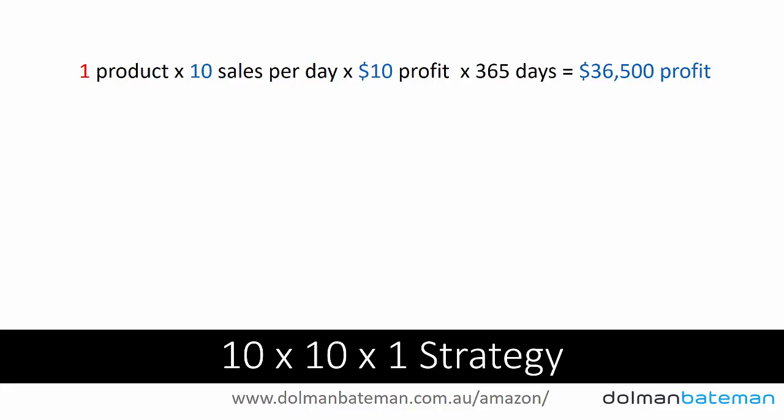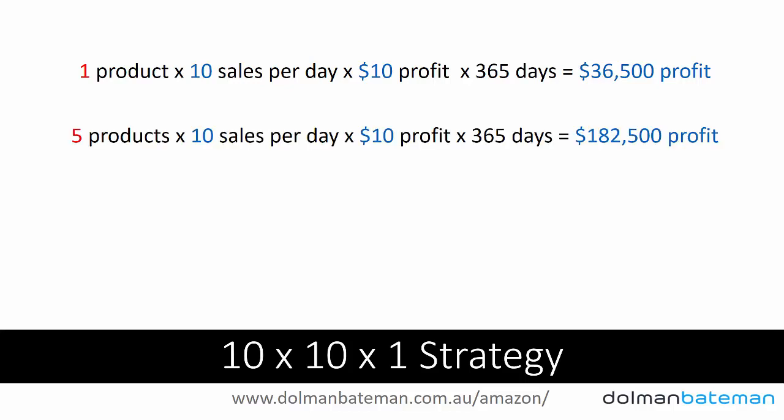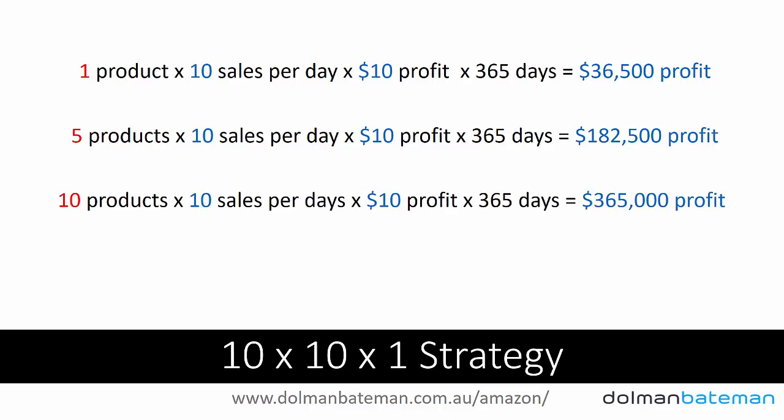You make $10 profit on each unit sold, which over a year equals $36,500 profit. Then just add more products. 5 products equals $182,000. 10 products equals $365,000 a year profit. So you think, well, wow, this is worth going for. $365,000 per year in profit just from 10 products. That's pretty amazing. So basically you have to get 10 products a day, selling 10 a day.